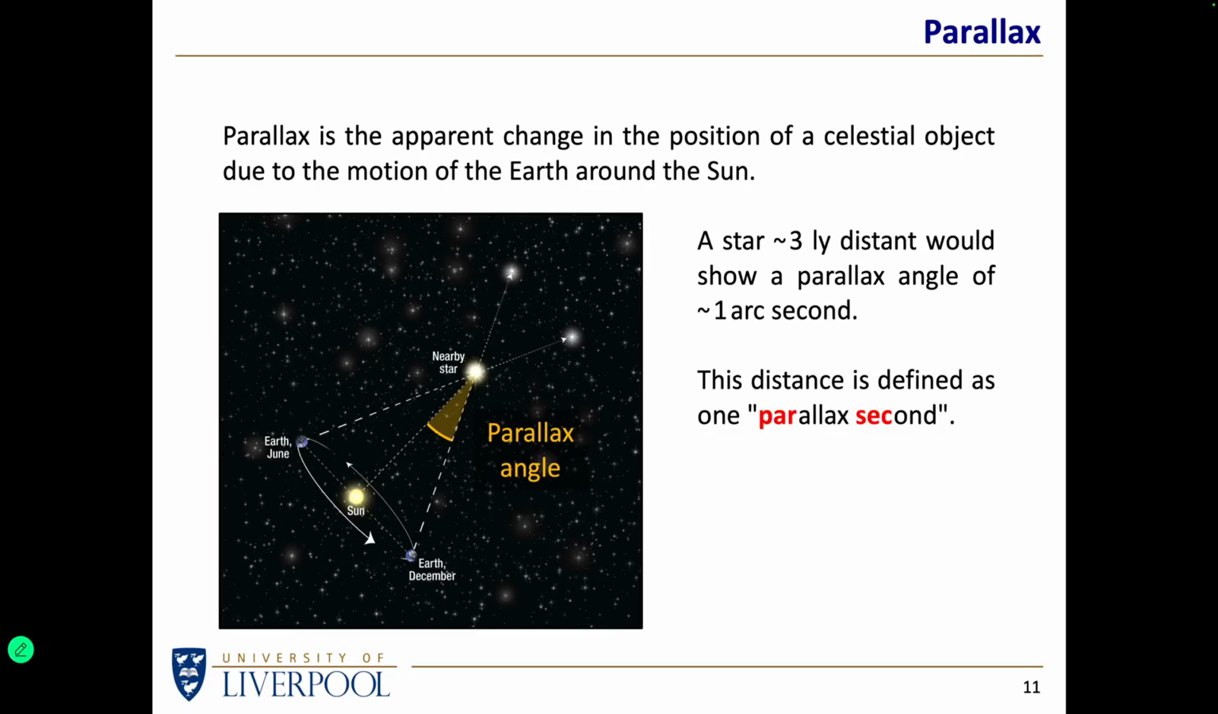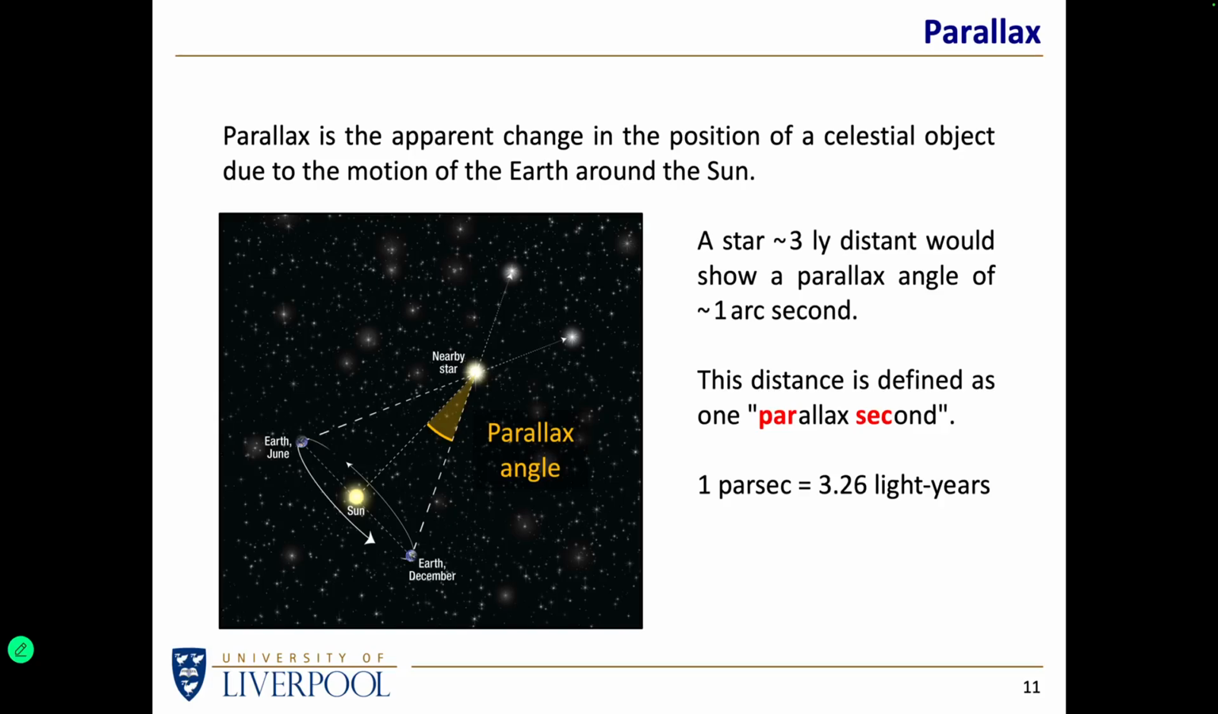Now, in terms of distances, if we think of a star 3 light years away, that would have a parallax of 1 second when we work out the maths and the size of this triangle. And any star at a distance of 3 light years with a parallax of 1 second, we call that distance 1 parallax second, or 1 parsec for short. 1 parsec is about 3.26 light years.